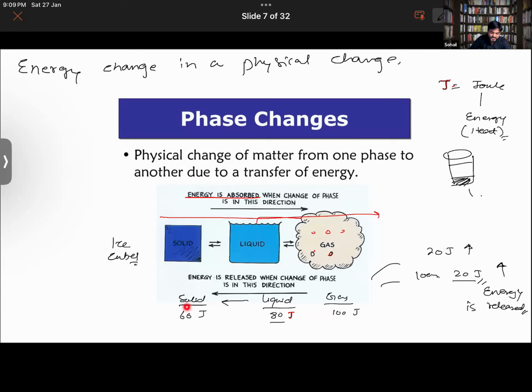And the reverse is also true. Like here it is at 60 joule in the solid state. And as you move towards the gaseous state, it keeps on getting more energy. By the way, these values which I have taken here are only for making you understand the concept.